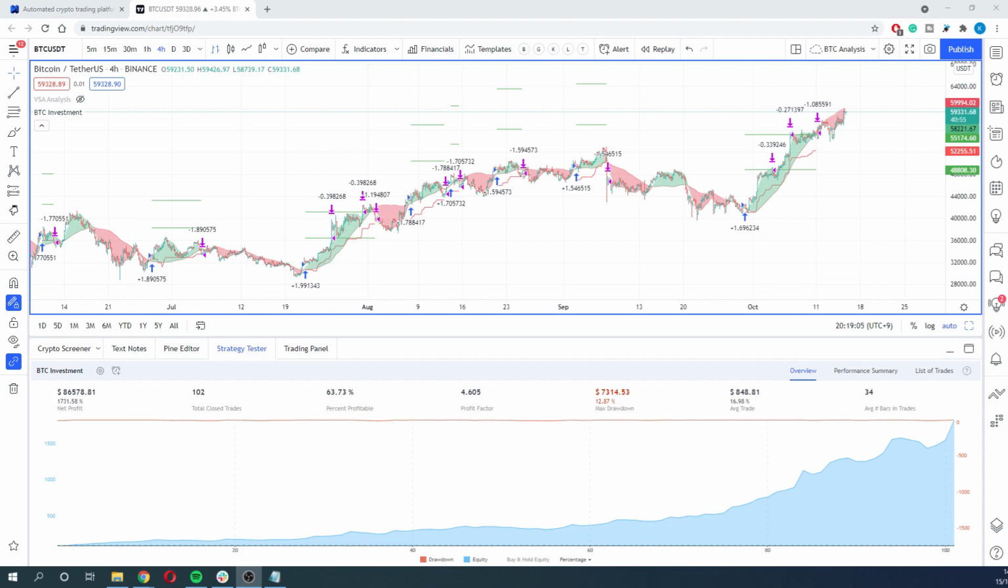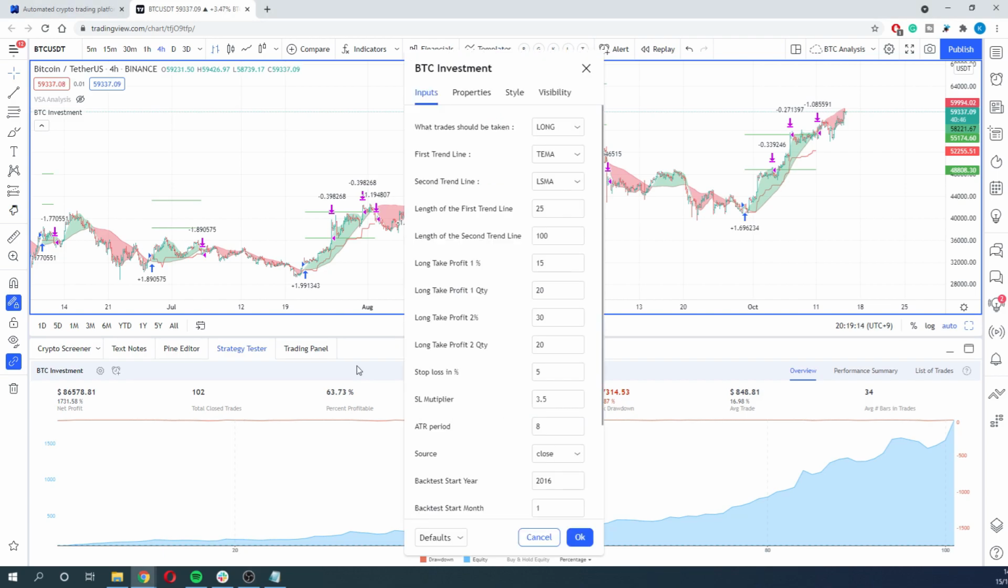But first, let's have a look at what's inside of that strategy. It is a very simple method that we use, and is based on the crossing of the two trend lines. The first trend line is the triple exponential moving average, which is designed to smooth price fluctuation, thereby making it easier to identify trends without the lag associated with a traditional moving average.